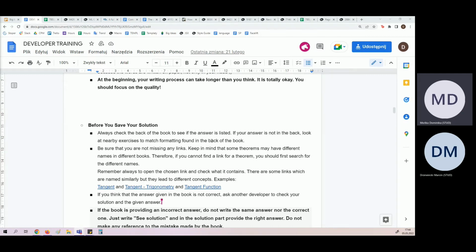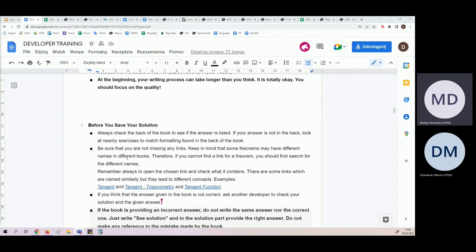And yes, the important thing is just to look for different names and change the names, not to give the name of the page we are on, but to add the link with the name of the theorem, for example, that the book uses. That's connected with what I talked about before.